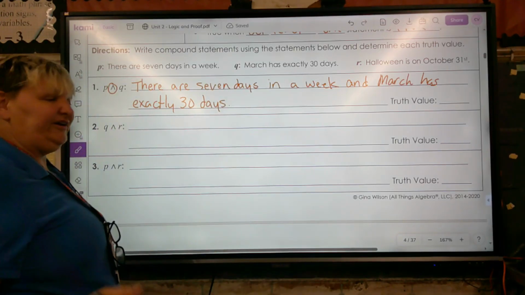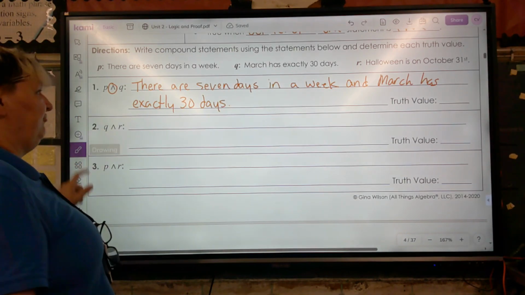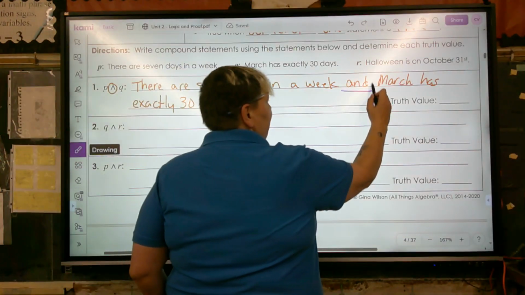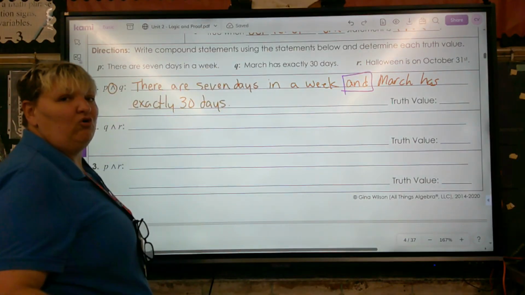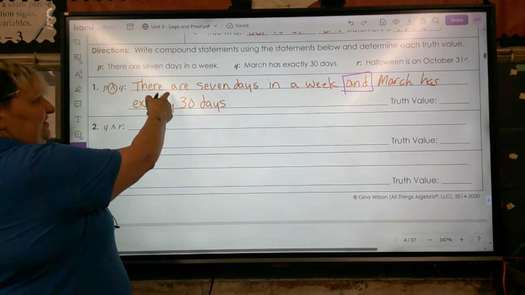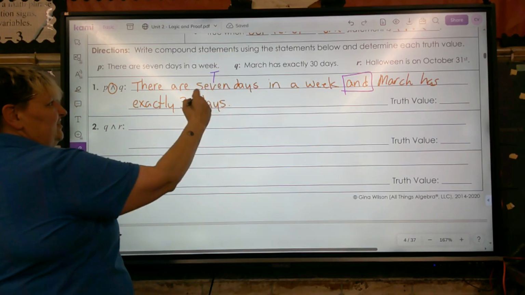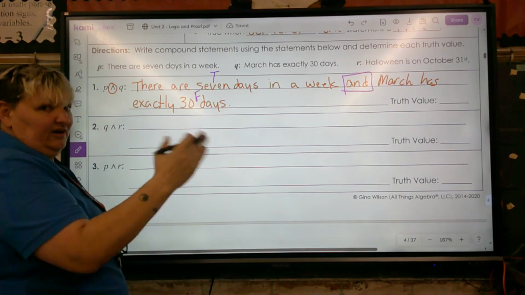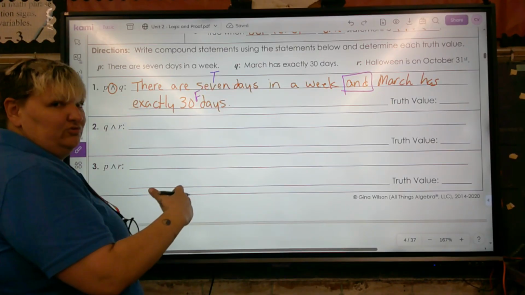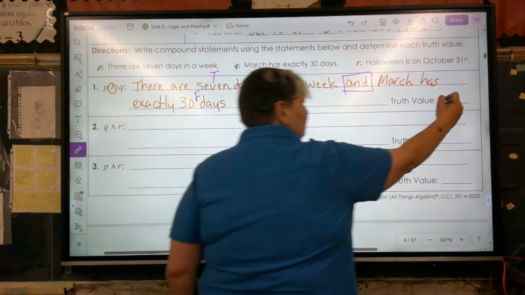Now that you have it written, go back and ask yourself, what kind of compound statement is it? It's an and statement, which means both parts have to be true. There are 7 days in a week, true. March has exactly 30 days, false. Both statements have to be true. If they're not both true, then it's false.